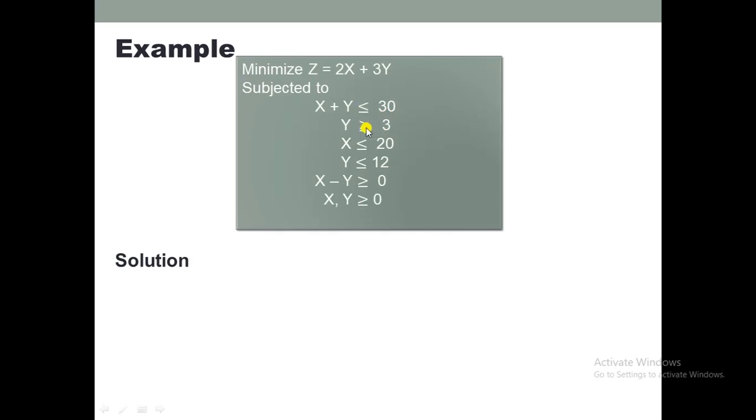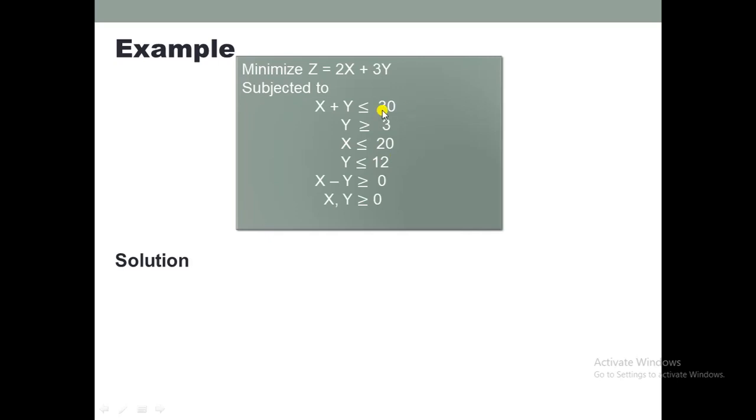It is a lesser than type, it is a greater than type, it is an x minus y type also, because this is going to be a different equation. Okay, and obviously last, this is called the non-negativity constraint. Okay, let's see the solution.